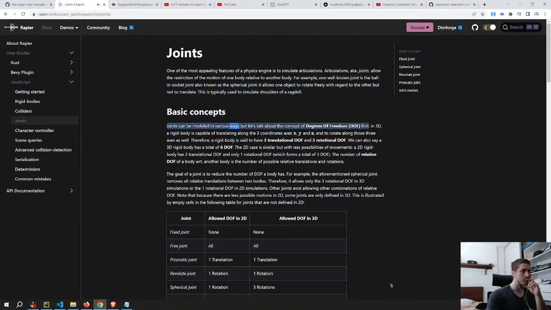Basic concept. Joints can be modeled in various ways, but let's talk about the concept of degrees of freedom, DOF, first. In 3D, a rigid body is capable of translating along the three coordinate axes x, y, and z, and of rotating around the three axes as well. Therefore, a rigid body is said to have three translational DOF and three rotational DOF. We can also say a 3D rigid body has a total of six DOF.